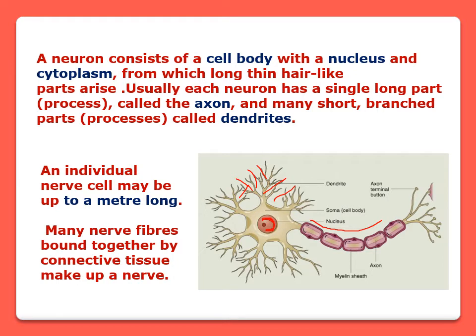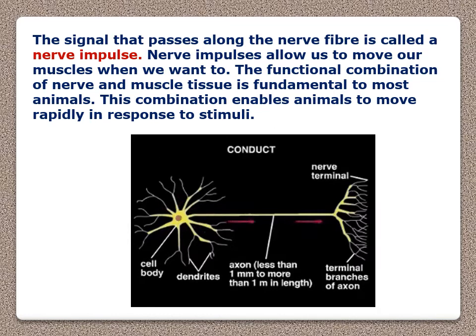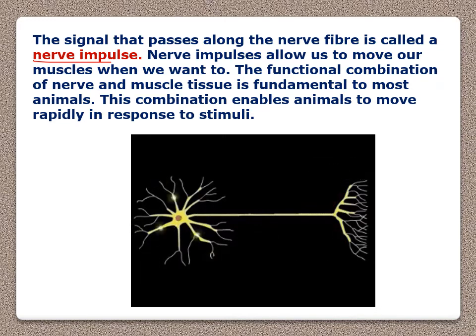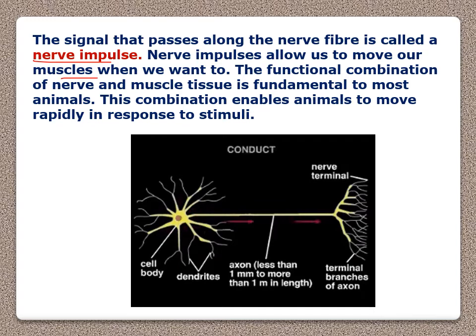An individual nerve cell may be up to a meter long. That is the longest cell of the human body. Many nerve fibers bound together by connective tissue make up a nerve. The signal that passes along the nerve fiber is called a nerve impulse, and nerve impulses allow us to move our muscles when we want to. The functional combination of nerve and muscle tissue is fundamental to most animals. This combination enables animals to move rapidly in response to stimuli.